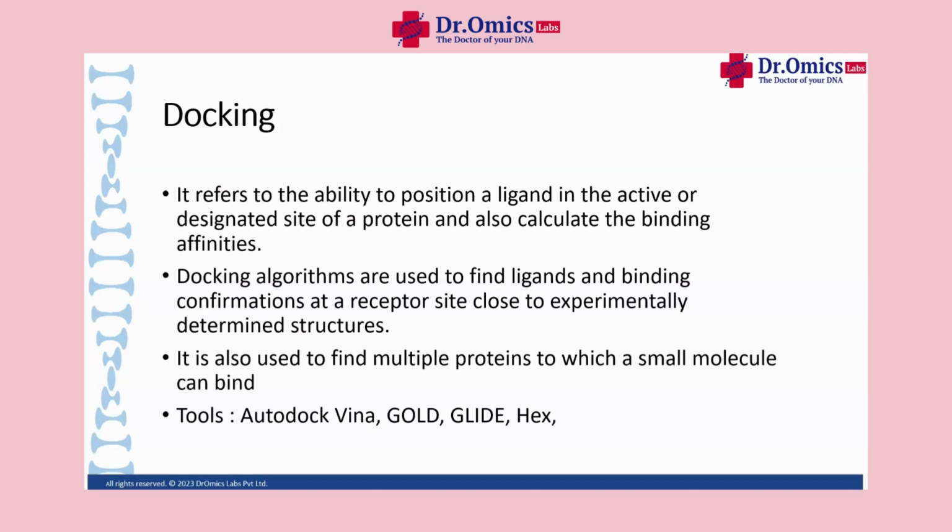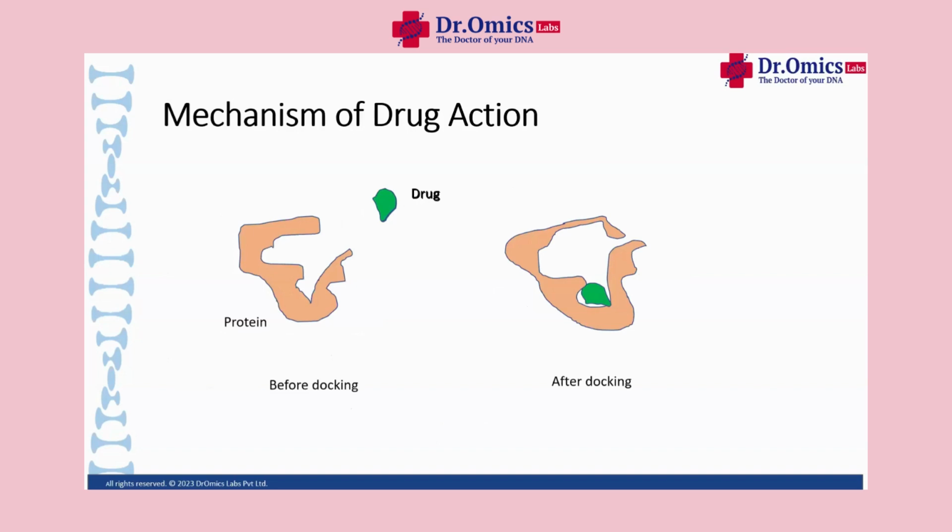There are many tools. Few of them I'm naming here: AutoDock, Bina, Gold, Glide, Hex. Gold and Glide need to be purchased, but AutoDock and Hex are freely available. That is the mechanism of action. This is your protein and that is your drug before docking. After docking, the drug will bind somewhere in the protein, and wherever it binds should be the active site of the protein. Only then will the drug work, otherwise it will not work.